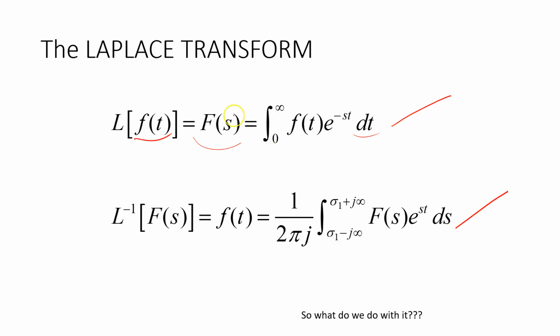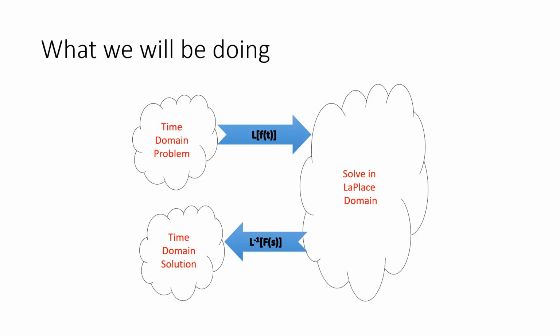And once you're in that domain, whatever operations we perform, when we want to bring it back to the t domain, we have to perform the inverse function. So we have this L inverse, and in this case we are operating on the s domain function, and that will give us back the t domain function, and we also have an integral associated with that. So this is what we're going to do in our circuit problems. We're going to have a time domain problem, transform it into the Laplace domain and solve it, and then bring the solution back into the time domain.